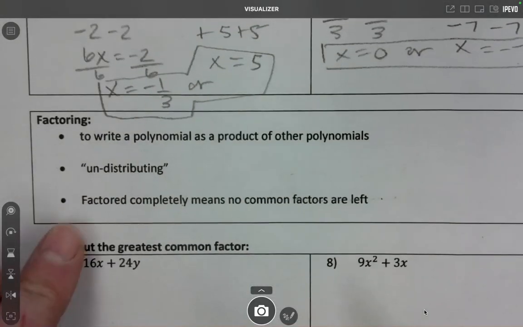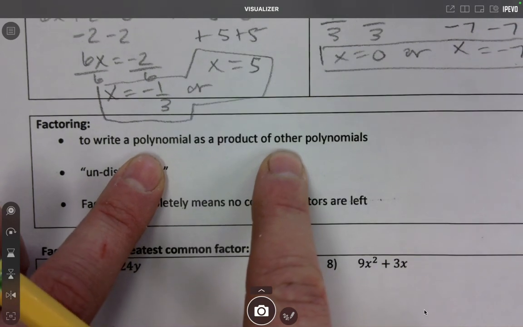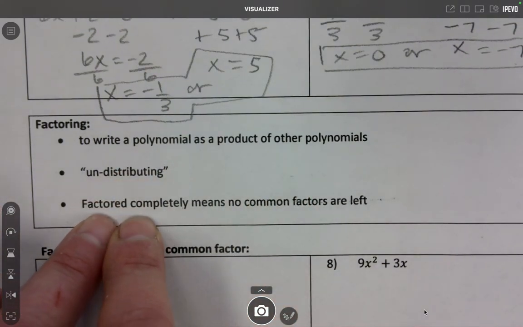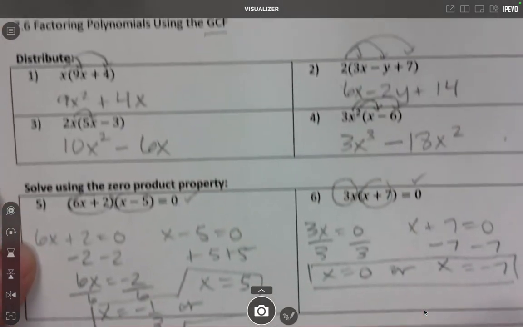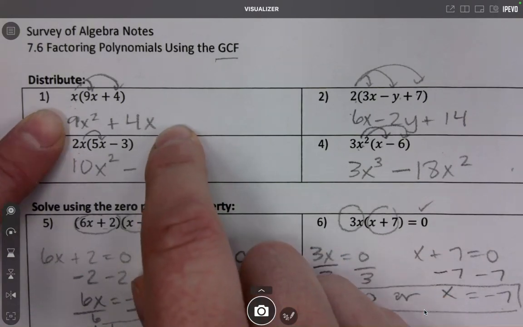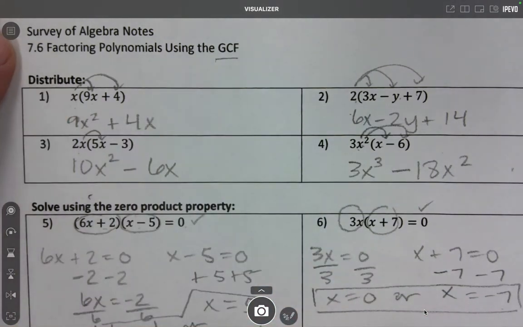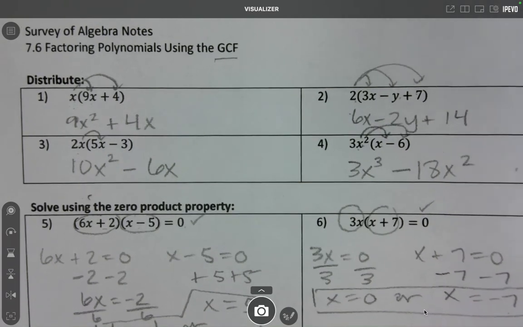Factoring is where we write a polynomial as a product of other polynomials. We are undistributing. Factoring completely means no common factors are left. So let's just look at the top. What that means is we're going to be taking something like our answer here, and going back and writing it with those parentheses. So we're distributing something out instead. It's like we're dividing it out, and that's called factoring.